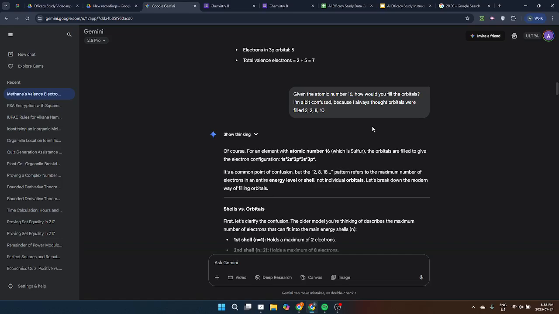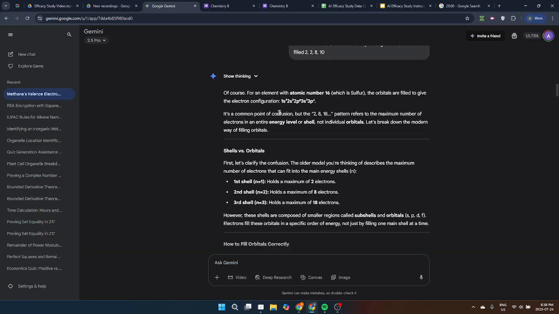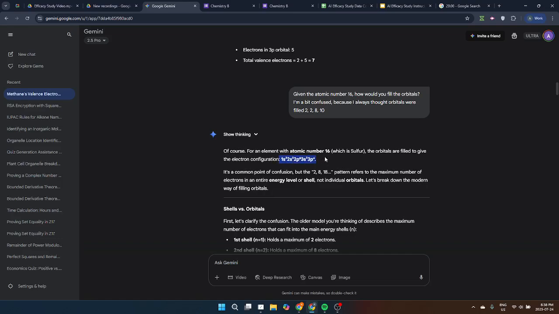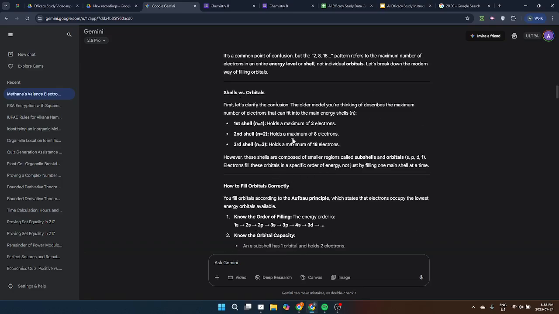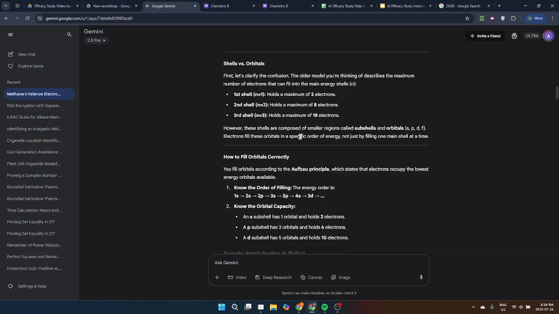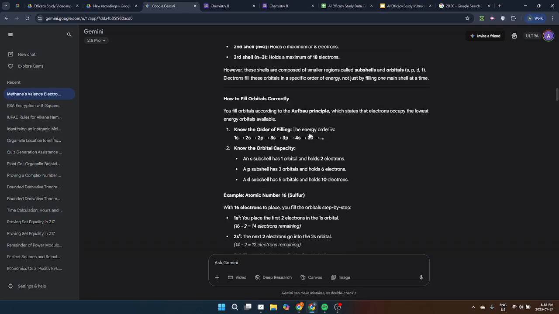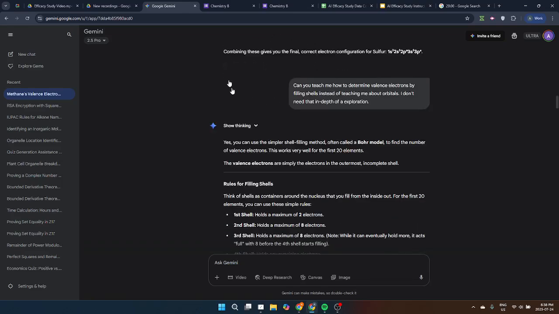I thought orbitals were filled 2, 2, 8, 10, right? I confused this orbital notation with the electron shells. Orbitals are not the same as shells. Once I knew that, I was a bit more confident. I learned the 2, 8, 18 pattern that works well for the first 20 elements or so. So that cleared that up.